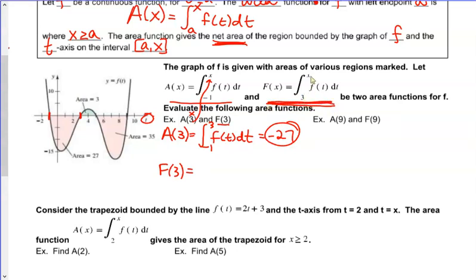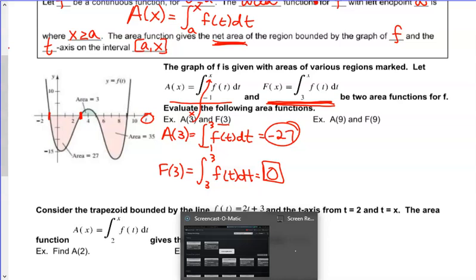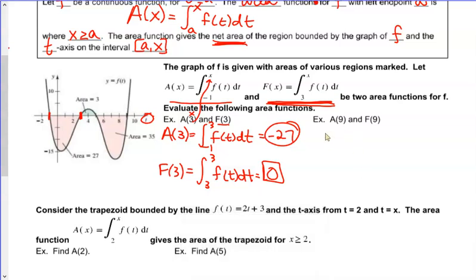It's also asking me for F of 3, and F is just another area function where I'm starting not at negative 1 this time, but at 3 to x. So I want to do the integral. I'm going to put x equaling 3 up here, so I get from 3 to 3 of f of t dt. Now I wanted to do this one because I wanted to remind you of that. From 3 to 3, is there an interval? Absolutely not. Therefore, there is no area. That integral is 0. All right, let's move on.